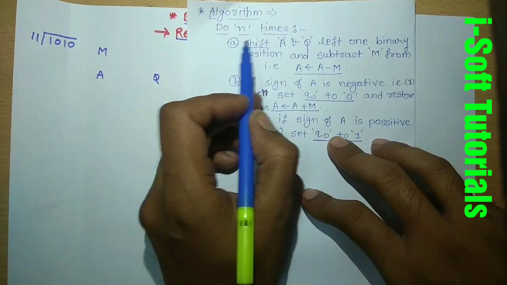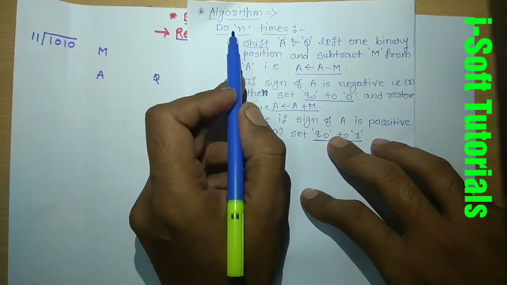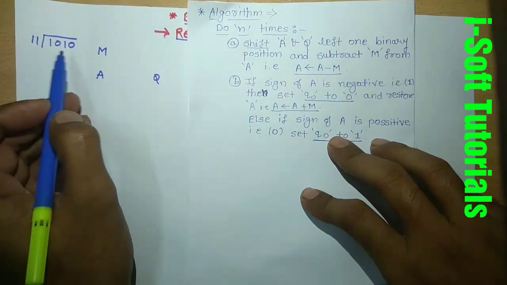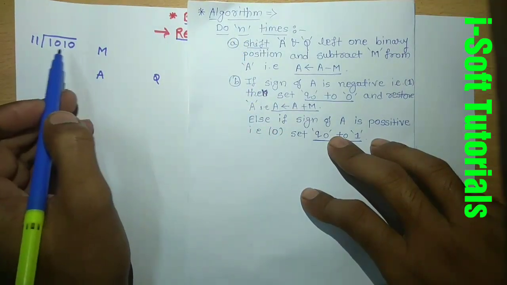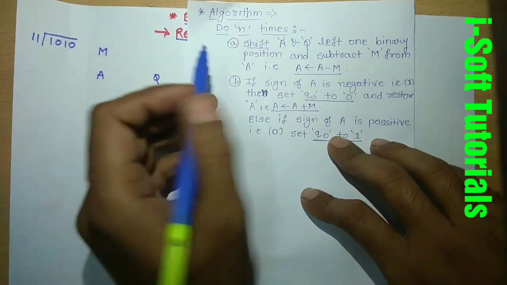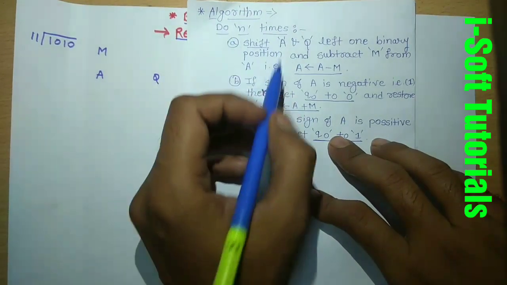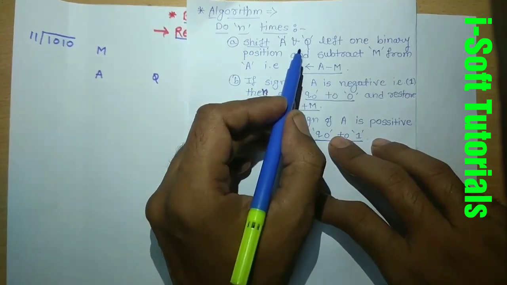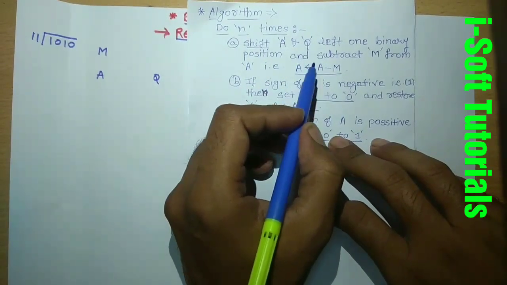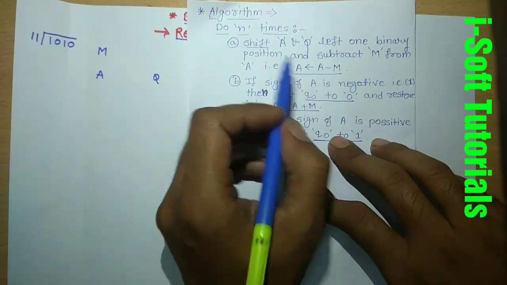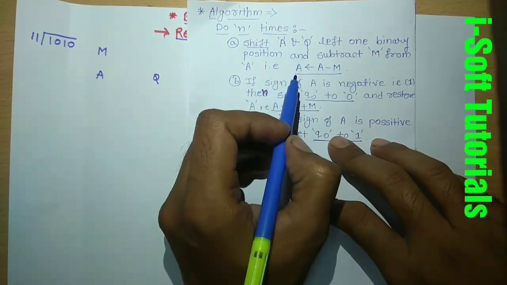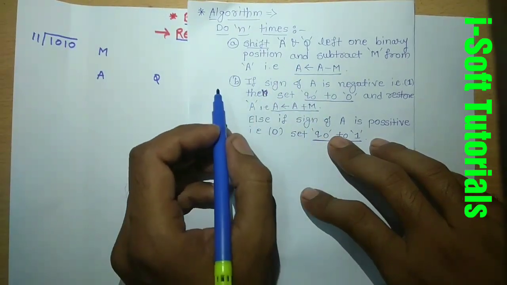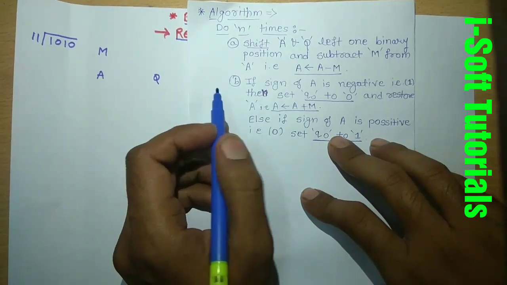Here we will perform steps A and B n number of times, where n is the number of bits in the number on which we are performing division. So the first step in this n times loop is to shift A and Q left one binary position and subtract m from A. That is, first we shift A and Q to the left and then we perform A equals A minus m. Then after this first step we will perform step B.